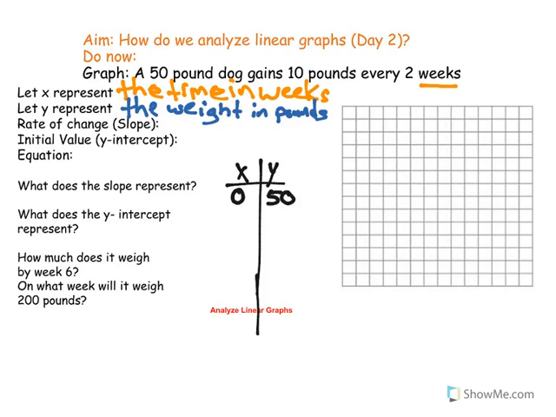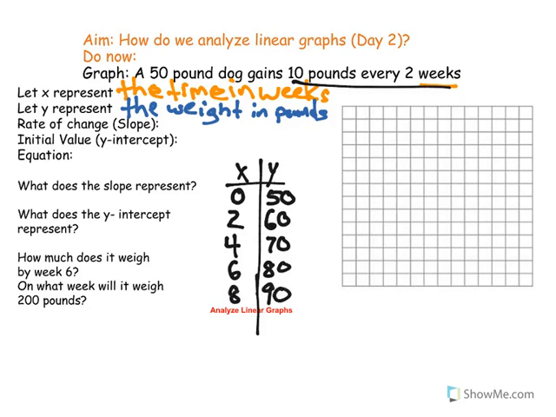Well, what happens after 1 week? I'm not really sure because they tell me it gains 10 pounds every 2 weeks. So after I've had the dog for 2 weeks, it's put on 10 pounds. Now it's 60 pounds. And 2 weeks later, now I've had it for 4 weeks, so it's put on another 10 pounds. And another, and another.